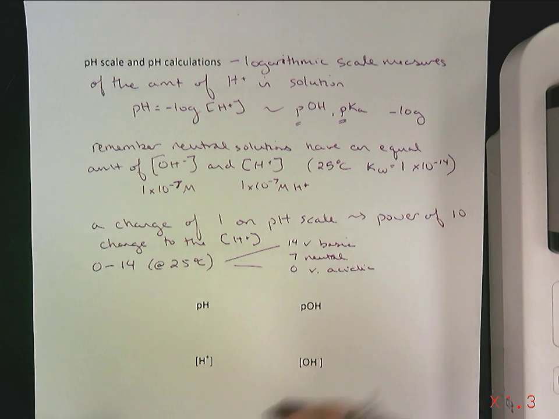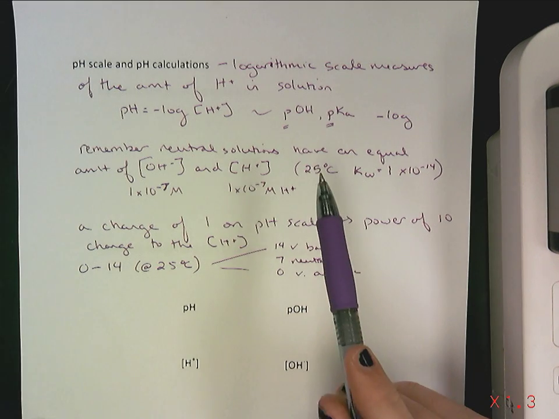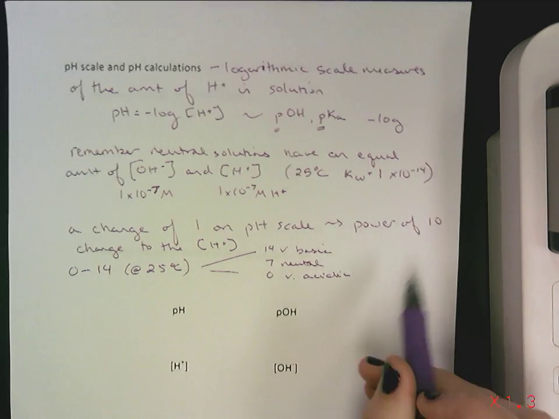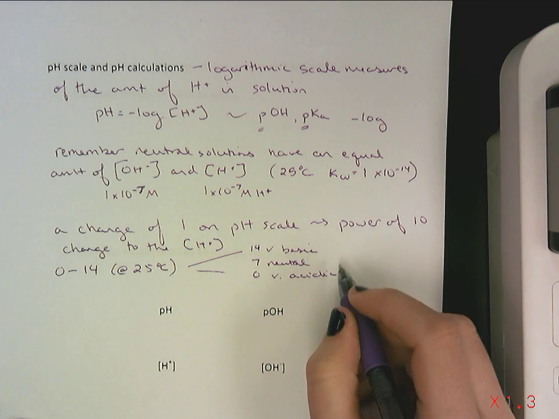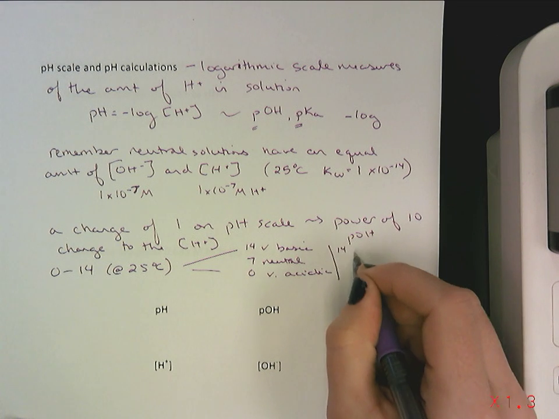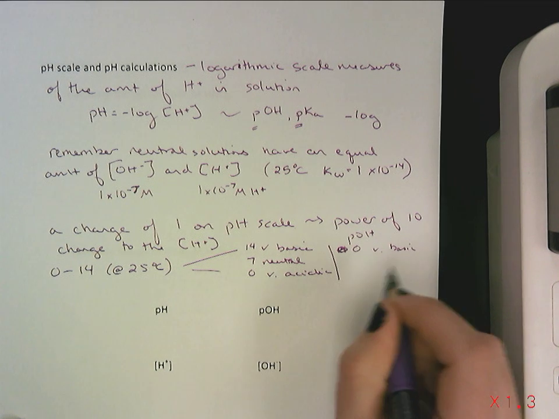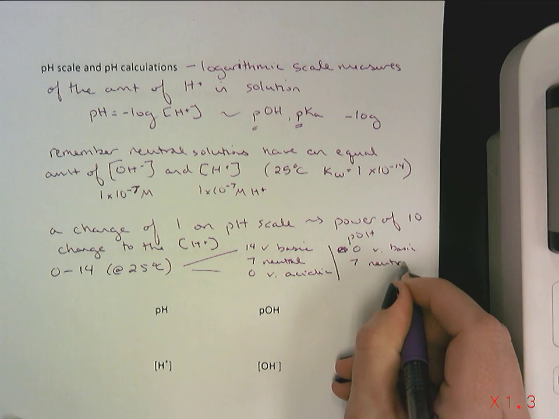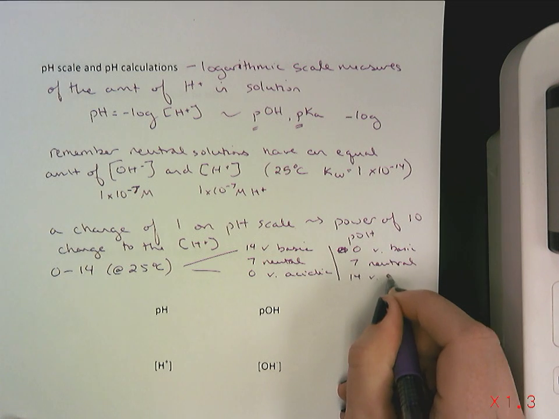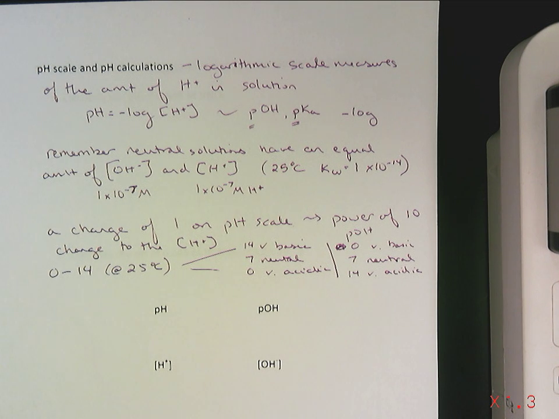The pOH scale, which is a measure of the concentration of hydroxide ions in solution, is just the negative log of the hydroxide concentration. It just goes the other way around. So if this is the pH scale here, on the pOH scale, 0 means very basic, 7 is still neutral, and 14 means very acidic. Okay, so pOH and pH you can use in the same way. They're just measuring the concentration of a different ion in solution.